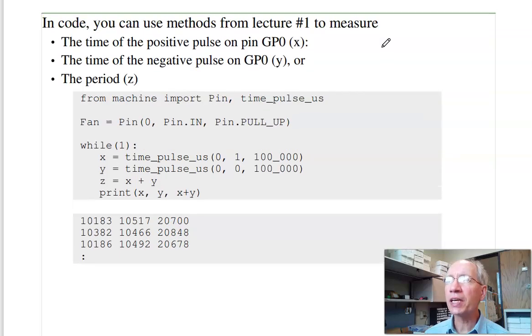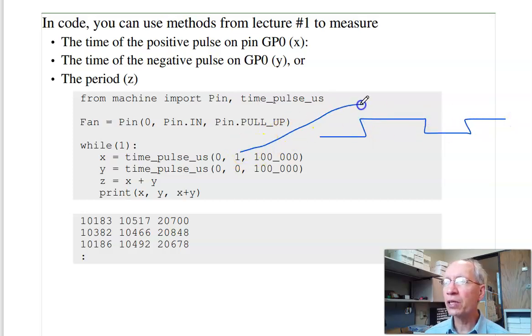So an easy way to do that is use a pull-up resistor. In this case, I'm going to use an internal pull-up resistor. Connect your fan to your favorite pin. I'm using pin 0. And then measure the frequency of the square wave. So this measures how long you're at a 1. This measures how long you're at a 0. Add the two together, I've got the period.